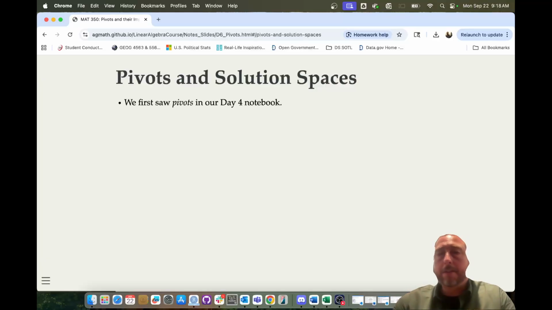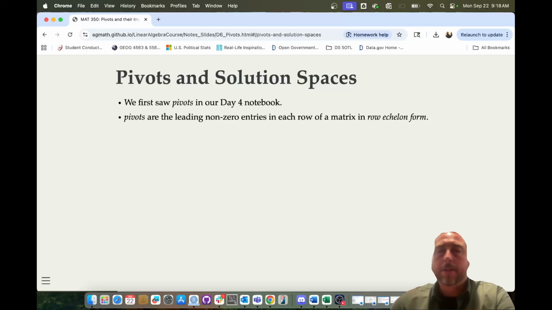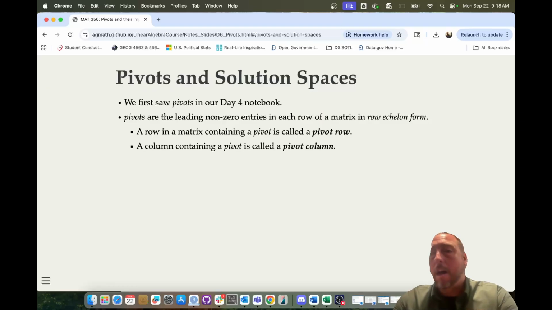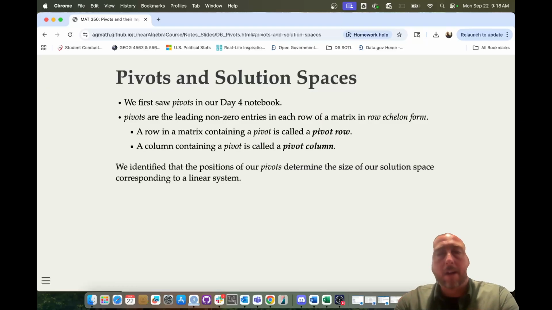So this is not the first time we saw pivots. We've seen them for about a week now. We've been working with them. But just a reminder, pivots are the leading non-zero entries in each row of a matrix once that matrix is in row echelon form. Leading just means the leftmost non-zero entry. A row in a matrix containing a pivot, just some terminology, we'll call that a pivot row. And similarly, a column containing a pivot is going to be called a pivot column.